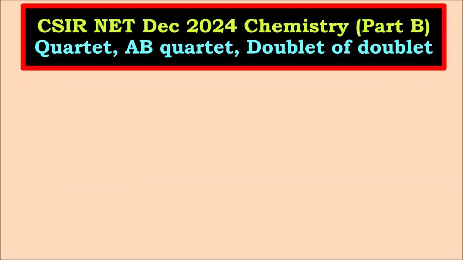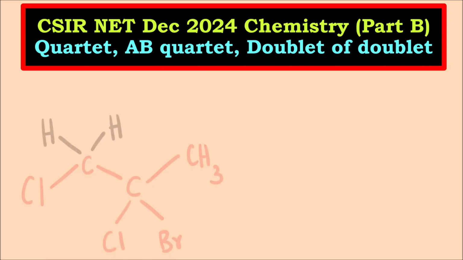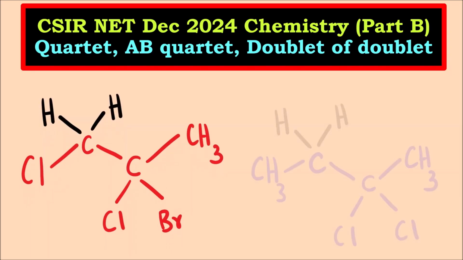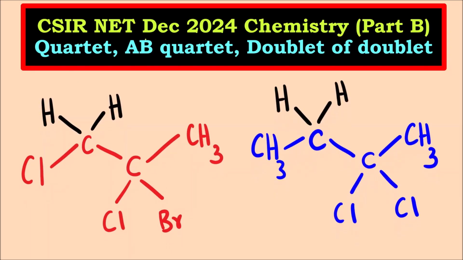In this video, we are going to see a very important difference between these three concepts: a quartet, or a first order quartet, an AB quartet, and a doublet of doublets in NMR spectroscopy. This question was asked in the NET December 2024 chemistry paper that was recently published, and before that, a similar question between the concepts of quartet and AB quartet was also asked in GATE.